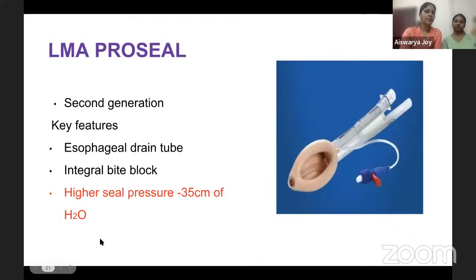Next is LMA ProSeal. It's a second generation LMA. It has a dorsal cuff and an airway tube, and lateral to this airway tube, it has an esophageal drain tube. It has an integrated bite block for protection and to prevent airway obstruction, and it has this pilot balloon. And this dorsal cuff makes it produce a higher seal pressure of 35 centimeters of water.